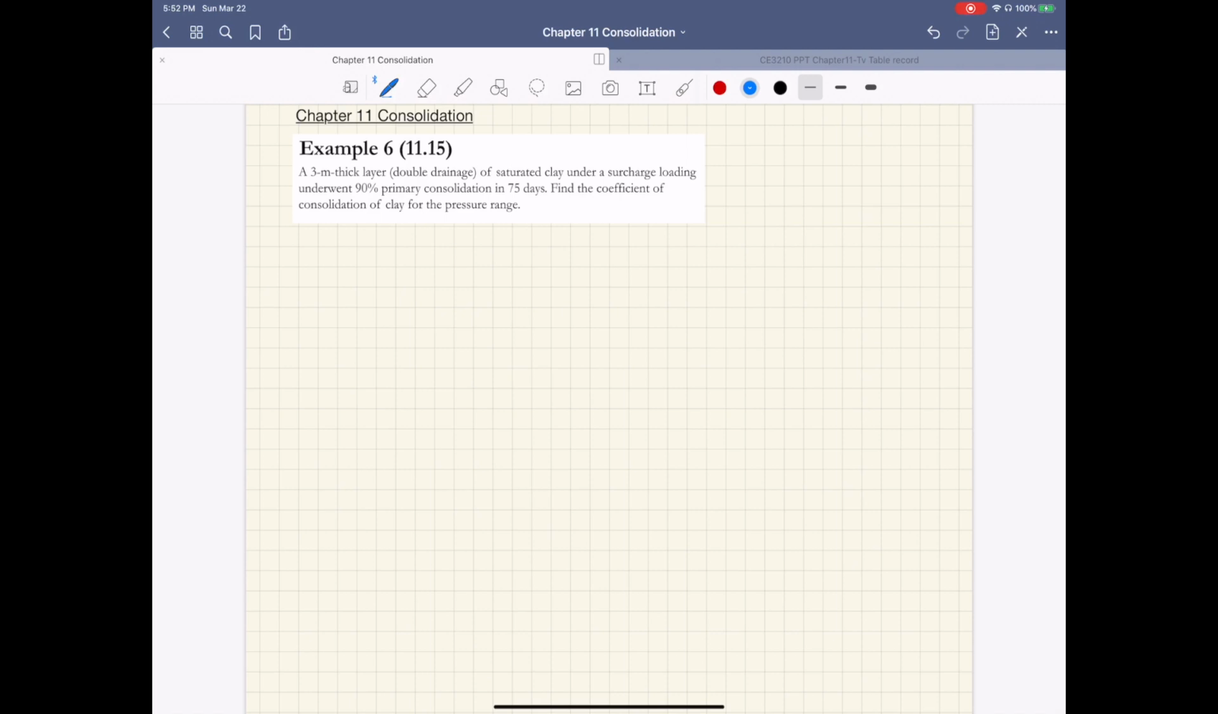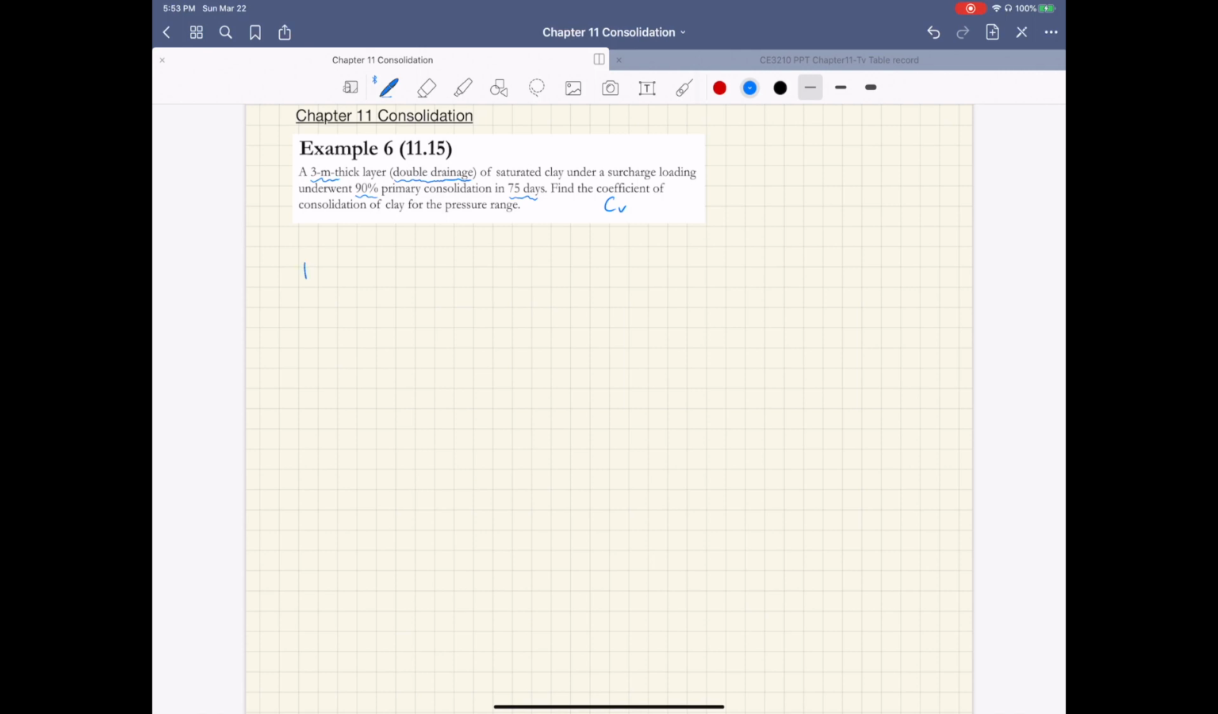Example 6: here, you are asked to estimate the coefficient of consolidation of a clay layer. This is a 3-meter thick clay layer with double drainage, so it's two-way drainage. The time it takes to reach 90% consolidation is 75 days. That's what's given. For this problem, we're going to make use of the definition of time factor to figure out C sub V, the coefficient of consolidation.